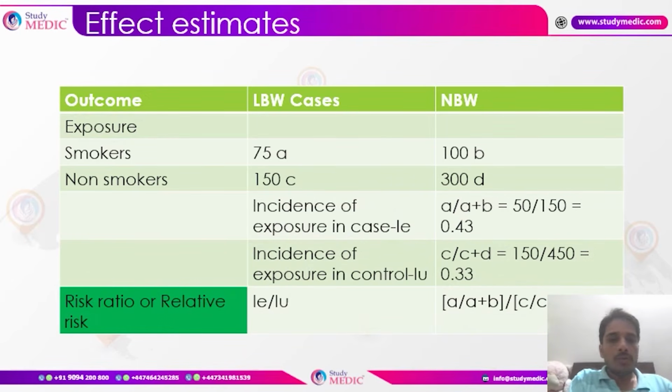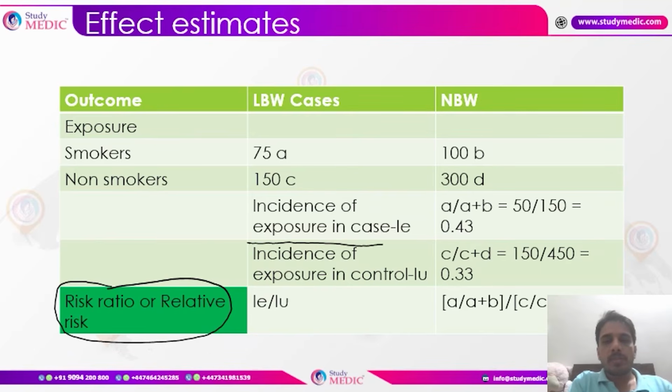Now, coming to the next effect estimate, the risk ratio or relative risk. Same example. Here relative risk is the incidence in the exposed, not the odds, with respect to the incidence in the unexposed. That is, the incidence in exposed as a ratio to the incidence in unexposed. Now what is this incidence? It is A by A plus B.